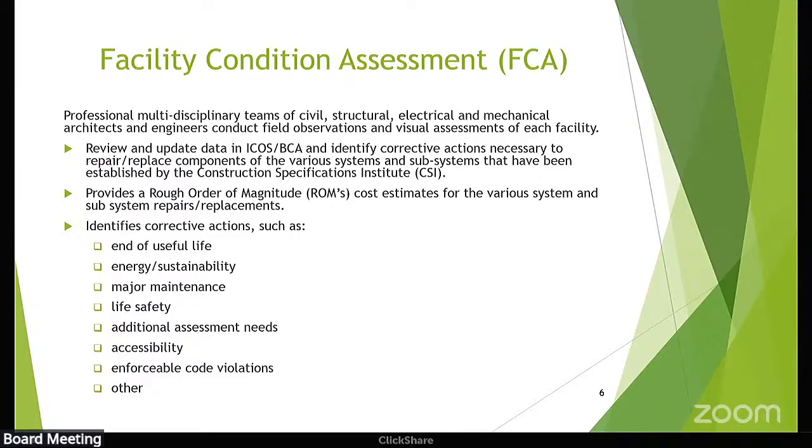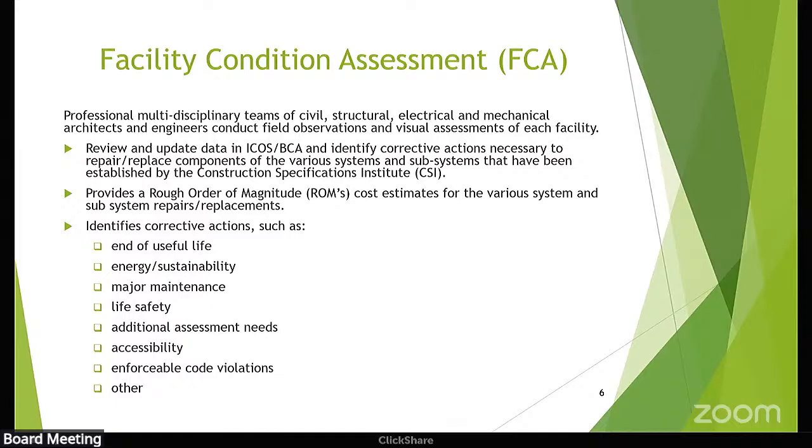That data is then put into the state system, which is the ICO system, and then that converts over to their building condition assessment. So our data is driving that. Our data is bigger because it comes in with some cost analysis and things like that, and life expectancies that the state doesn't look at.